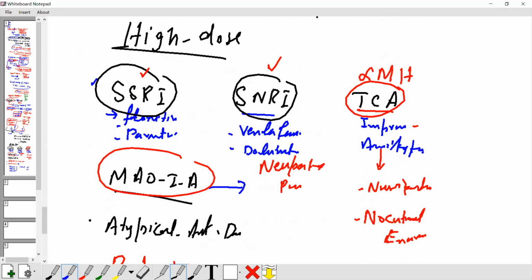SSRIs, SNRIs, these drugs, when you're using them as antidepressants in a patient, take a longer time to give benefit. Okay. You must explain this to the patient. You wait for 2 months, with only little side effects at first, then the therapeutic effects come later. Okay. It takes time to reduce the symptoms of depression.